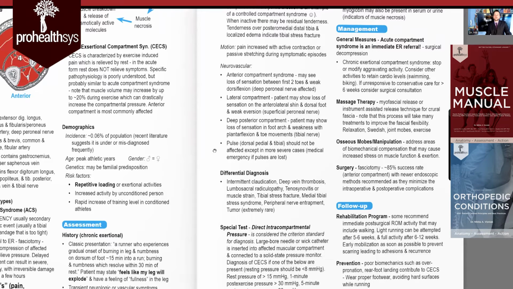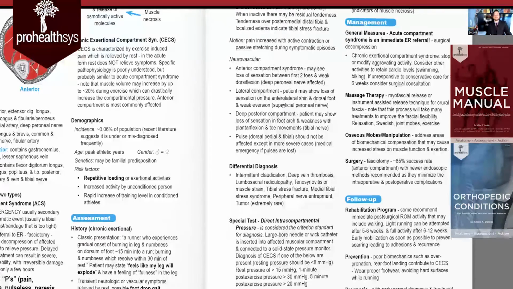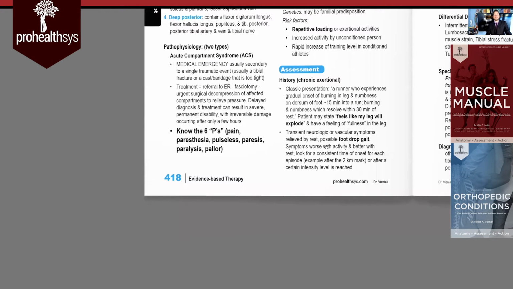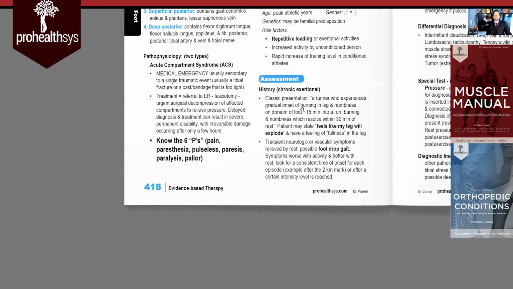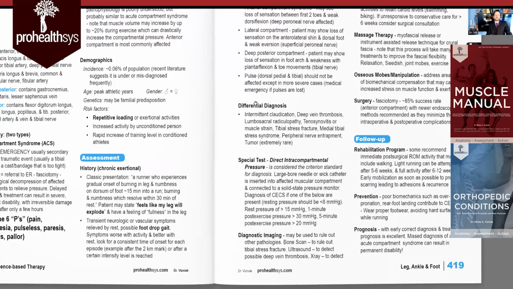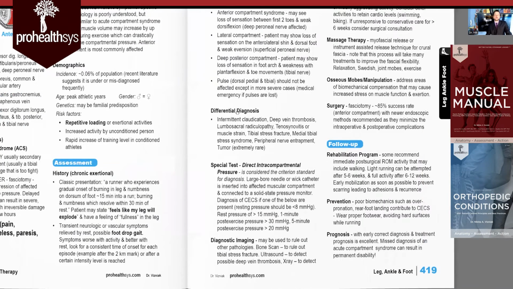One of the key things I will say for this though too, the dorsal pedal pulse is often difficult to palpate. So you might try that tibial pulse instead, or look for your signs of the 6 Ps: pain, paresis, pulselessness, paresthesia, paralysis, and pallor. Differential diagnosis, intermittent claudication. Usually this will be bilateral. Deep vein thrombosis, this will be more of a calf type issue, or you might see it in the lesser or greater saphenous vein region.